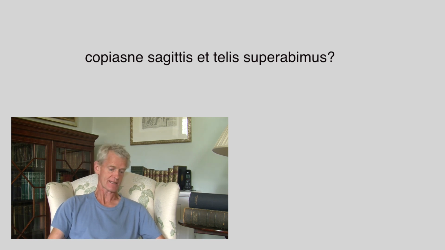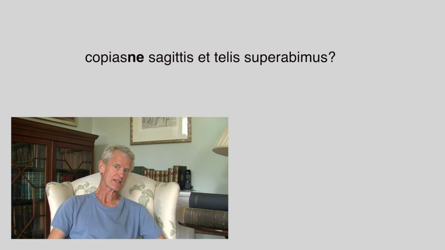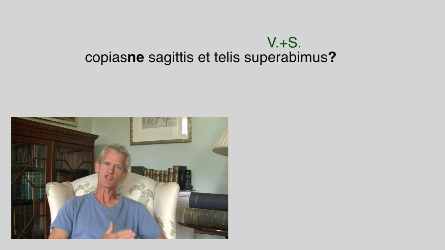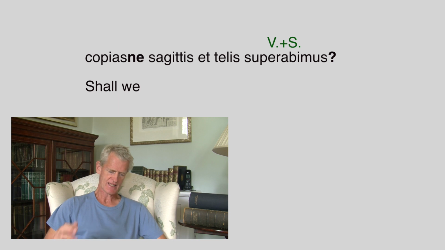Okay, so if you had that sentence, copiasne sagittis et telis superabimus. Now you know it's a question because you've got that word ne on the end of the first word. You've got a question mark at the end. So you're kind of in question mode. But you still look at your verb first. So, superabimus, we shall overcome. But it's a question. So it's not we shall, it's shall we. Shall we overcome?